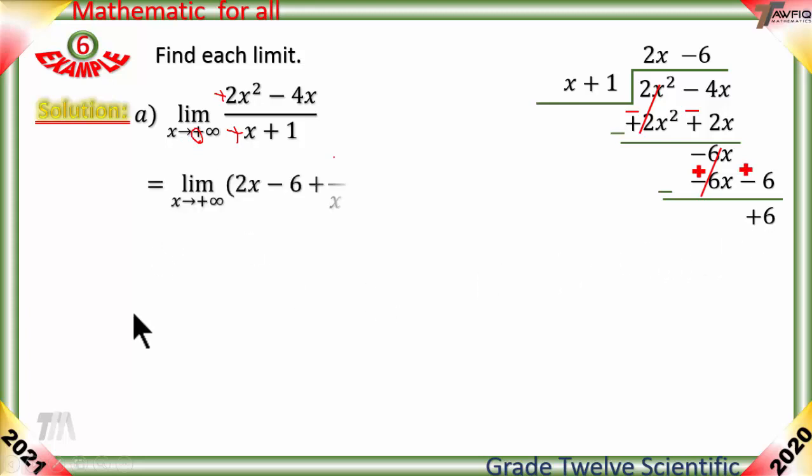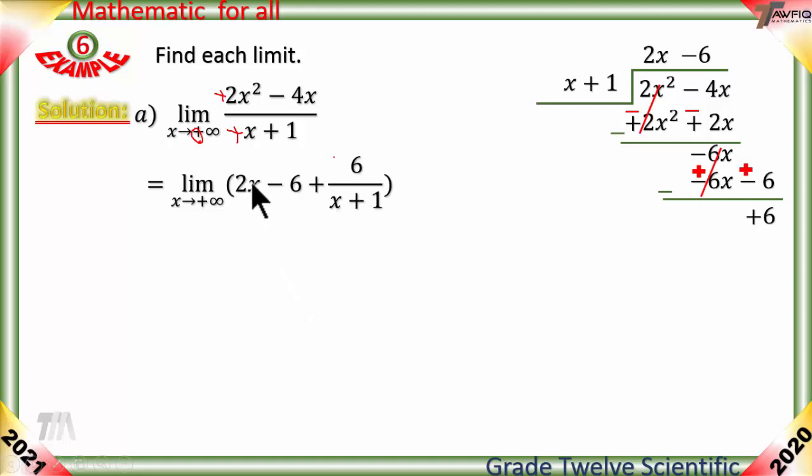And now to find the limit, write down this limit this way. First of all, limit when x approaches positive infinity, open a bracket and write the result of division, which is 2x minus 6. After that, write positive, and you have 6, write it at the numerator, and rewrite the denominator at the denominator, x plus 1. It becomes 6 over x plus 1.